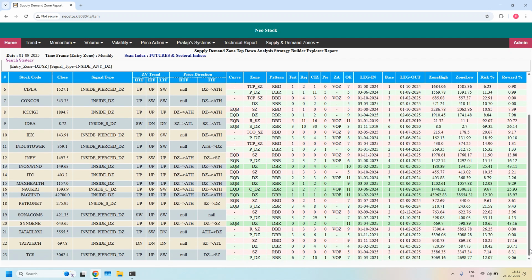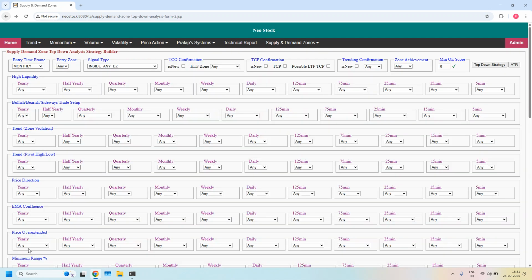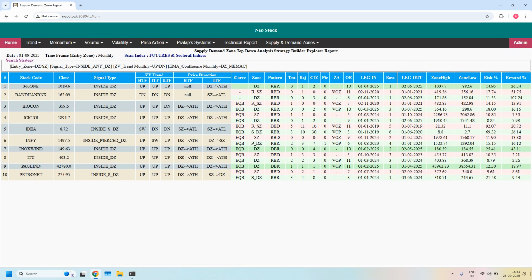Scrolling the list down. Total 23 stocks are filtered. We can further filter this list based on monthly demand zone having monthly EMA confluence. And also trend on the monthly should not be sideways. We got 10 stocks.